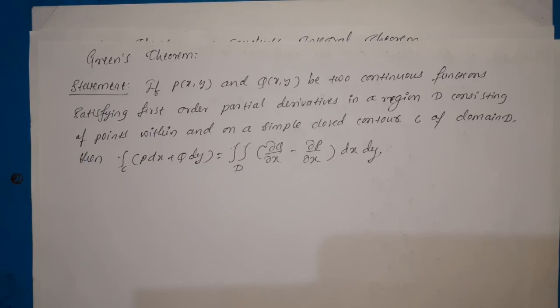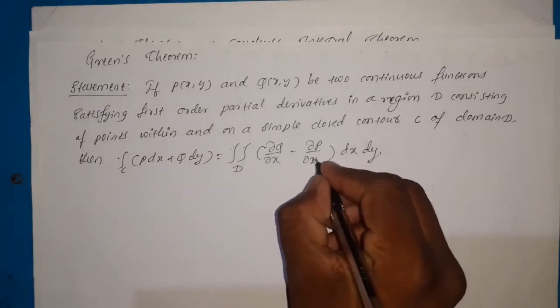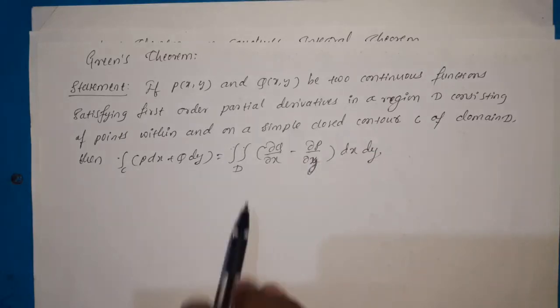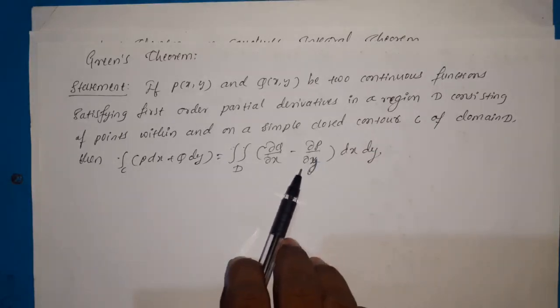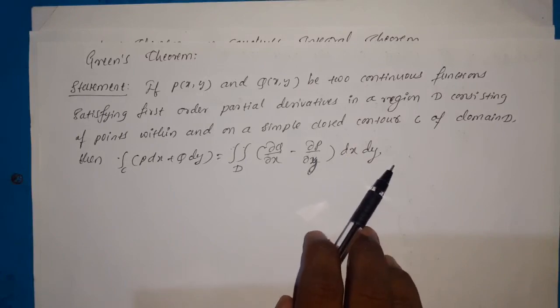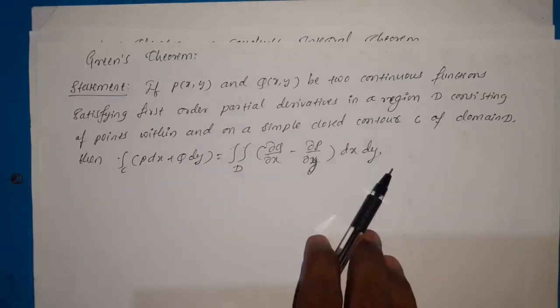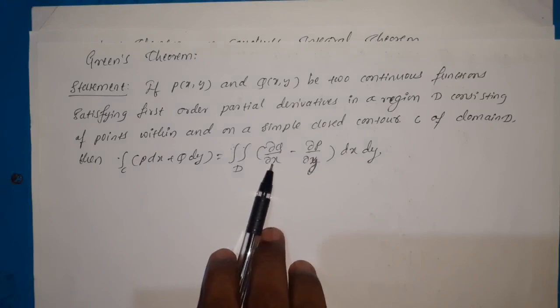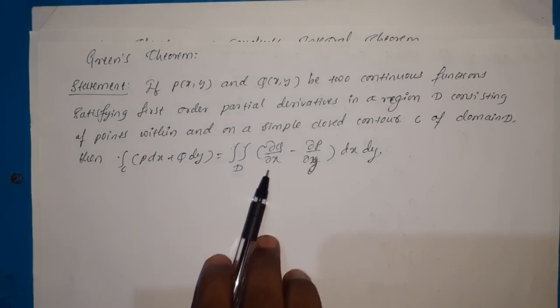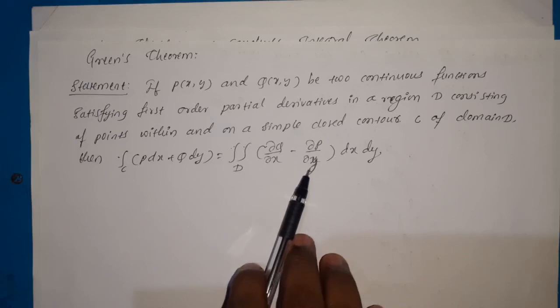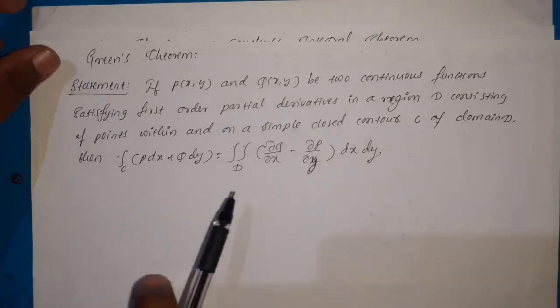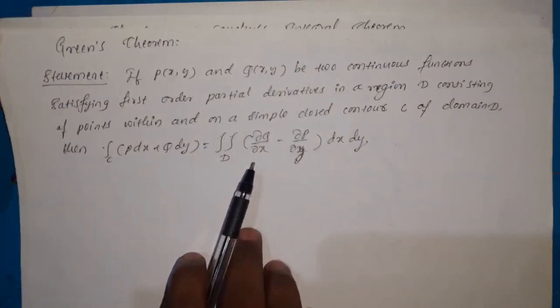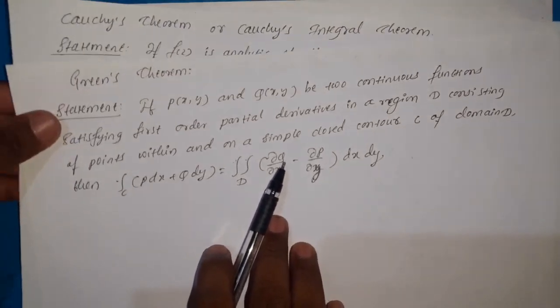So let us continue with this one. So here it is dou p divided by dou y, not dou x: dou q by dou x minus dou p by dou y into dx dy, because there are two variables x and y. So therefore consider the partial differentiation of q with respect to x and partial differentiation of p with respect to y. So now we will use this statement while proving the Cauchy's theorem or Cauchy's integral theorem.